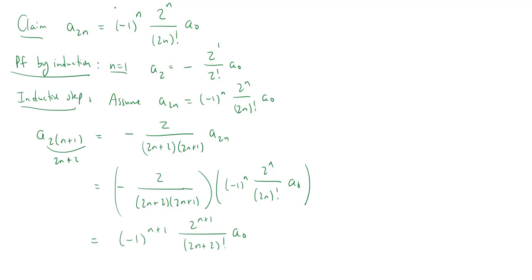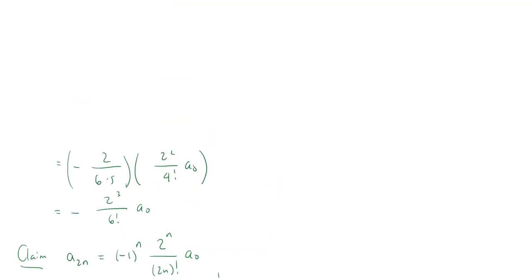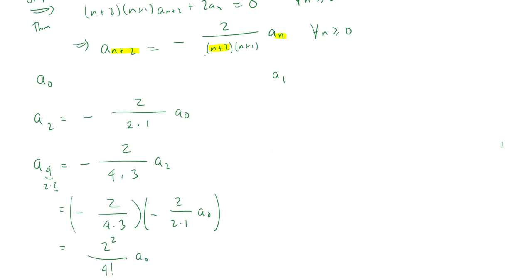If I replace n by n plus 1, I should have an alternator to the n plus 1. I should have 2 to the n plus 1. I should have 2 times (n plus 1) factorial, and then an a naught. So this proves it. Okay, so we found our even coefficients. Now let's do the odd coefficients.